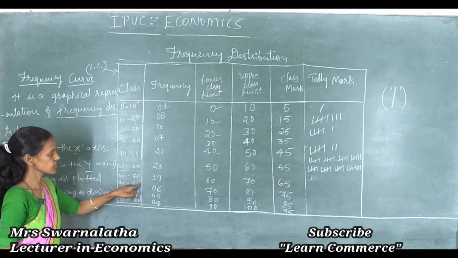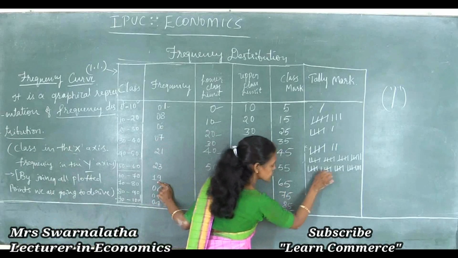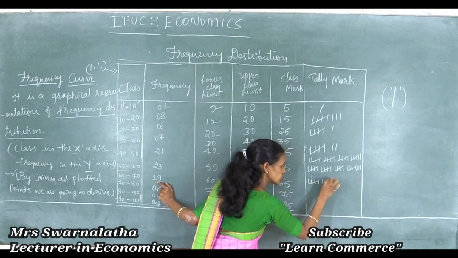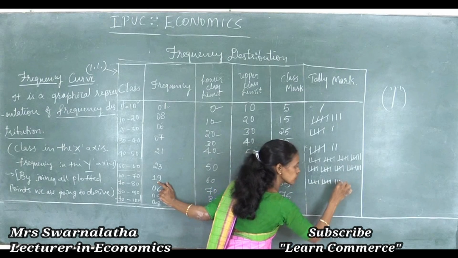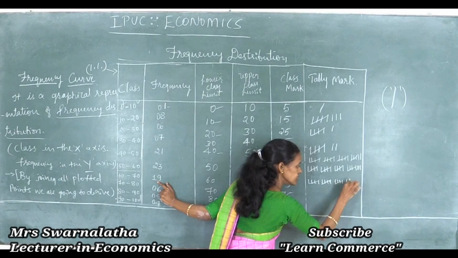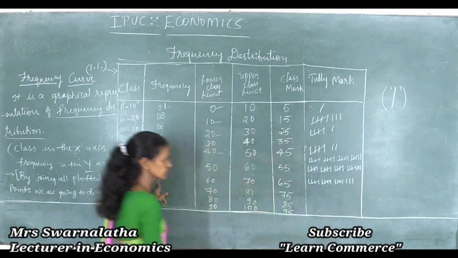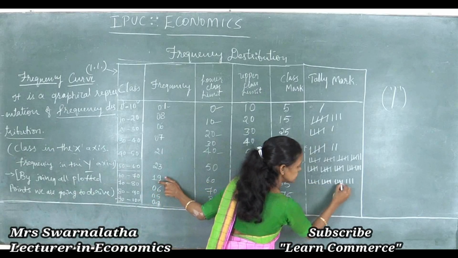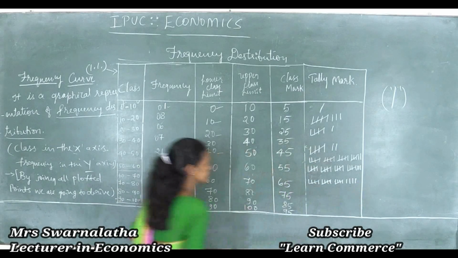Next is 60 to 70, 19: 5, 10, 15, 16, 17, 18, 19.